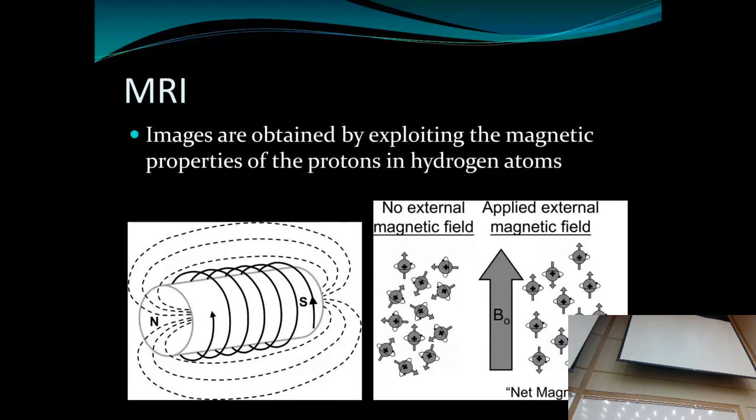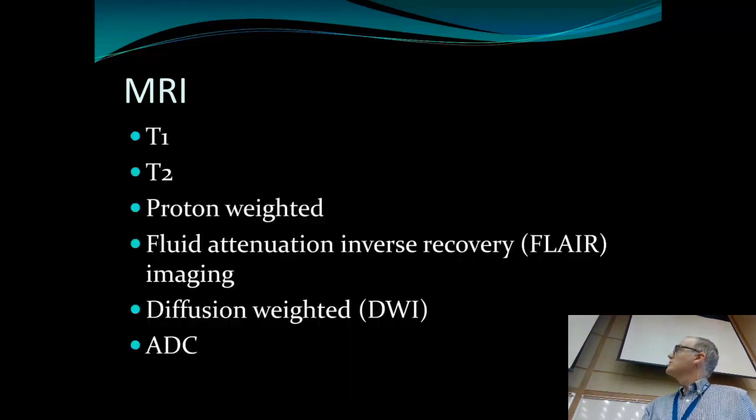But as a concise statement, maybe this is the best we can say it, that the images are obtained by exploiting the magnetic properties of protons in hydrogen atoms. And so it's really fascinating. I enjoy talking about it, but it takes at least 25 minutes to begin to understand how the images are obtained. So we're going to do that during the first week of the third year neurology clerkship.